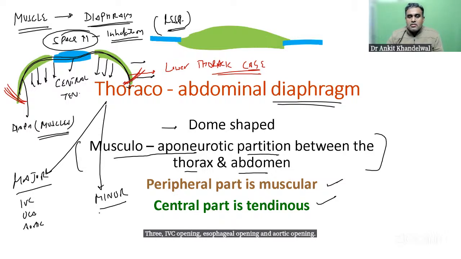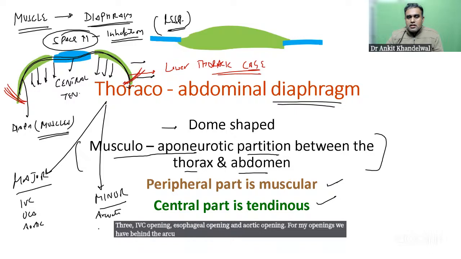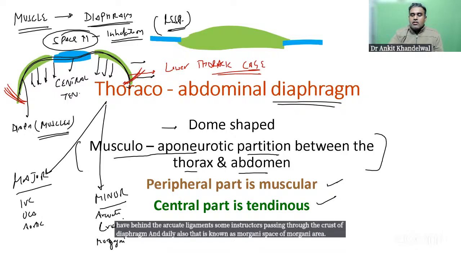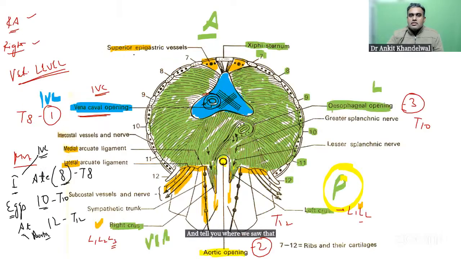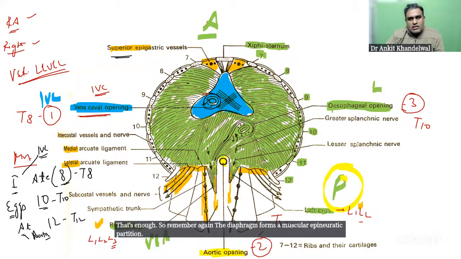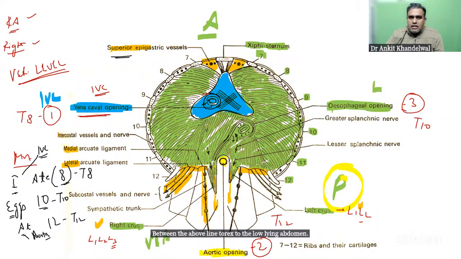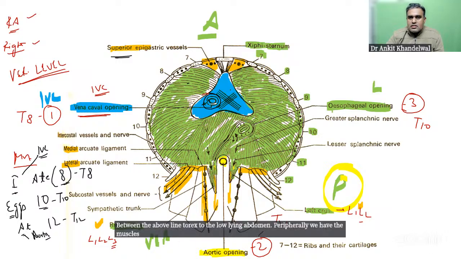For minor openings, we have behind the arcuate ligaments, some structures passing through the crus of diaphragm, and anteriorly also, that is known as Morgagni space or Morgagni area. Anteriorly, that is where we saw the epigastric vessels. That's enough. So remember again, the diaphragm forms a musculotendinous partition between the above-lying thorax and the lower-lying abdomen. Peripherally, we have the muscles. Centrally, we have the tendon. And these are the other openings.